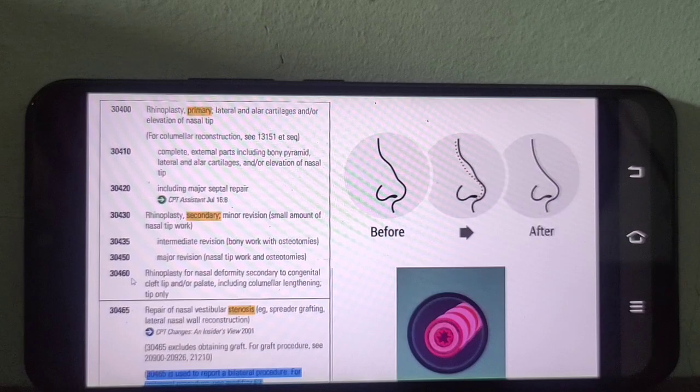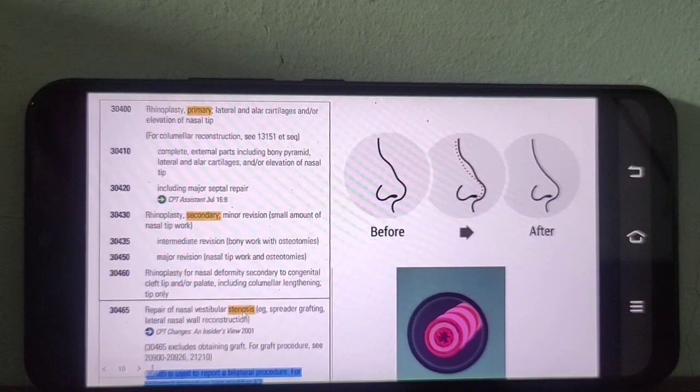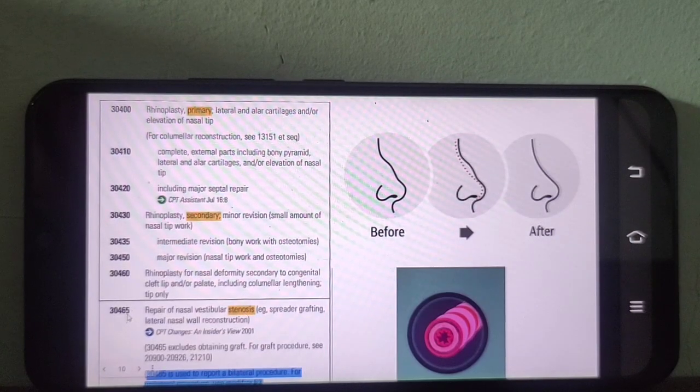Stenosis. What is the meaning of stenosis? Narrowing. Narrow. So for vestibular stenosis, see the image, narrowing of the vestibule. For vestibular stenosis, go for 30465.